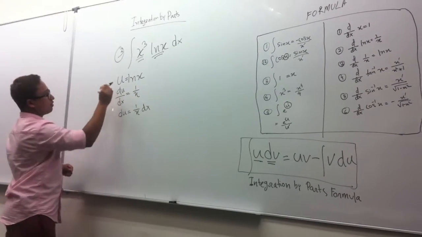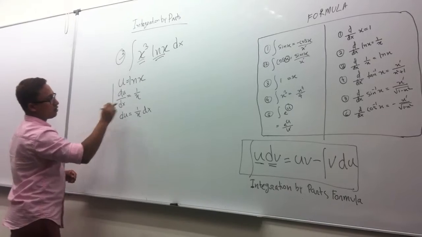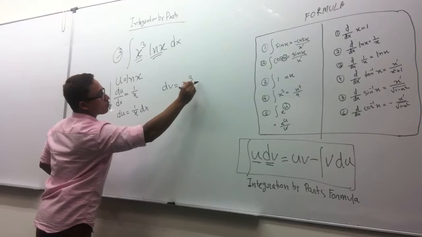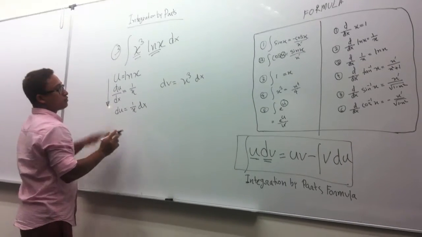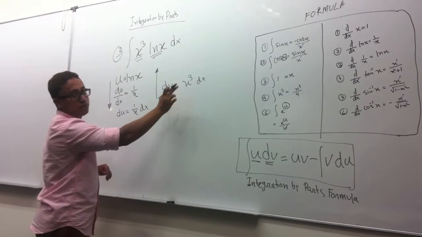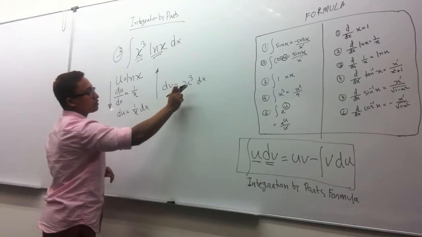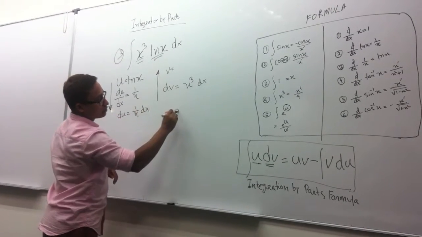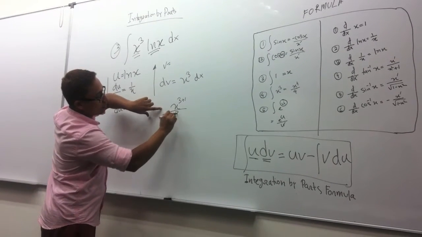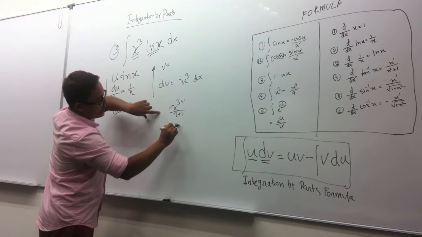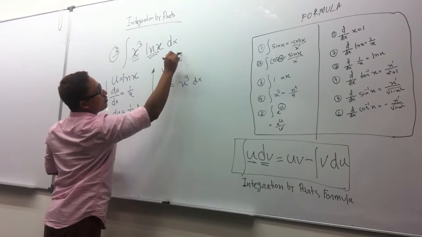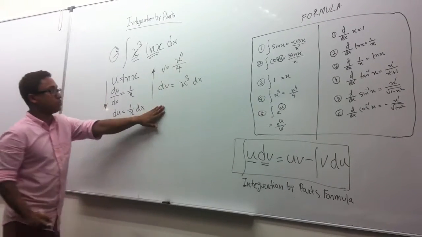Now dv is our x cube dx. It will go up in the opposite direction because we have to find the antiderivative, or integration, of x cube. The integration of x cube is x to the power, whatever the power is plus 1, and divide by the same thing. So it's going to be x to the power 4 over 4. So this is what we get.